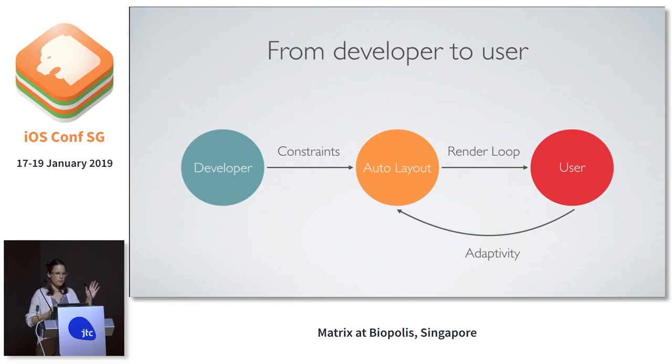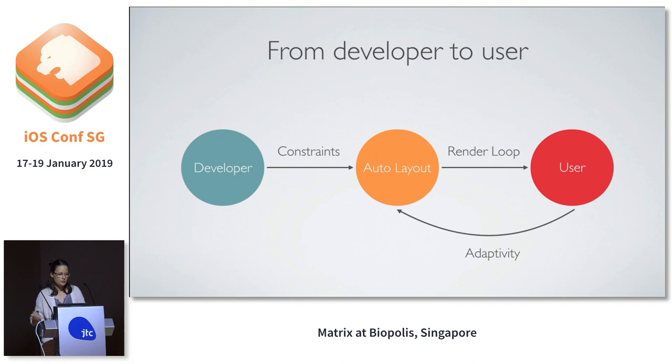These are three components. First of all, it's you, the developer, providing the constraints, and then there's auto layout in the middle, and then there's a render loop, which auto layout is in some ways part of, and with the help of the render loop, things get rendered on screen, and so the user can look at it. And the user, through adaptivity, can change things around, like imagine rotating a device or typing in something that would change the layout essentially.